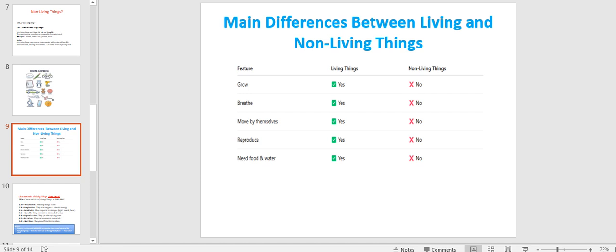Living things consume food and they consume water. Let's say a cow, it's an animal, it's a living thing. A cow will consume food, it will consume water. That is, a cow needs food to survive, it needs water to survive. But let's take an example of a non-living thing, a cooking pot. A cooking pot does not require water. It does not require food. That's why on the need for food and water we have a no for non-living things.